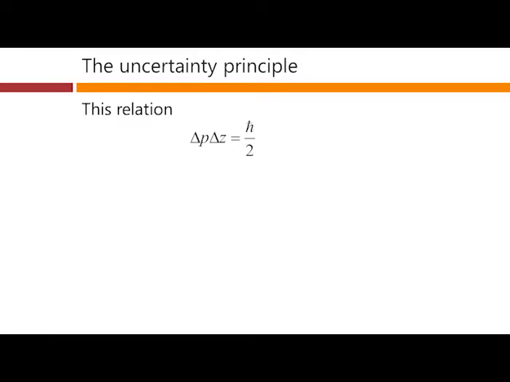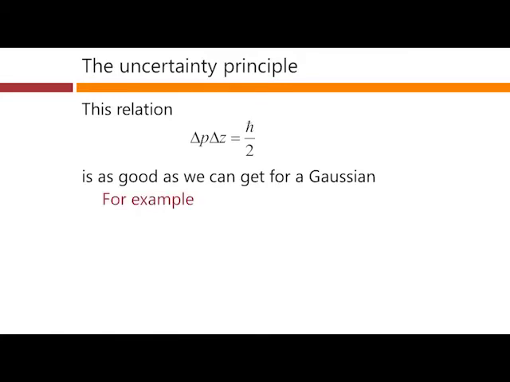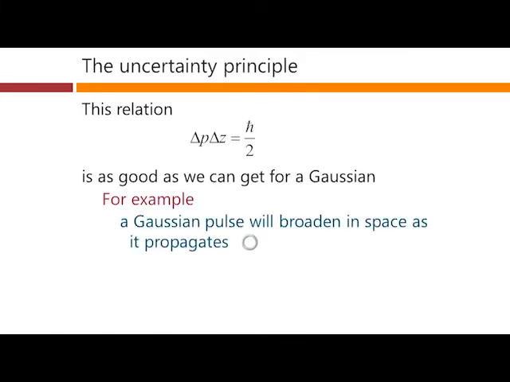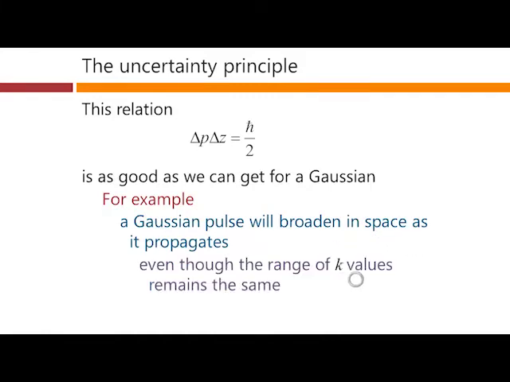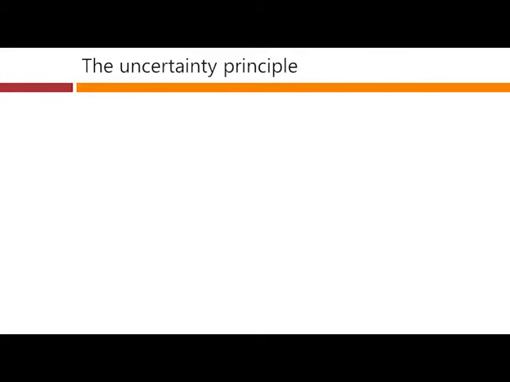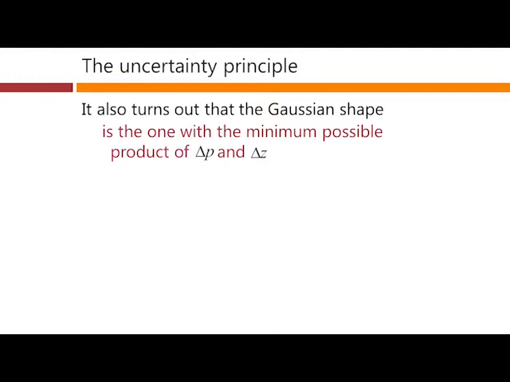This relation that we have here is as good as we can get for a Gaussian. For example, if we have that Gaussian pulse and we let it broaden in space as it propagates, it's still got the same range of k values in it, but it's become broader in space. So that was the best that we could do there, was that relation. And it also turns out that this Gaussian shape is the one with the minimum possible product of these standard deviations. We're not going to prove that here, but we will come back later on to prove this mathematical minimum, and the Gaussian happens to be as good as you can do.